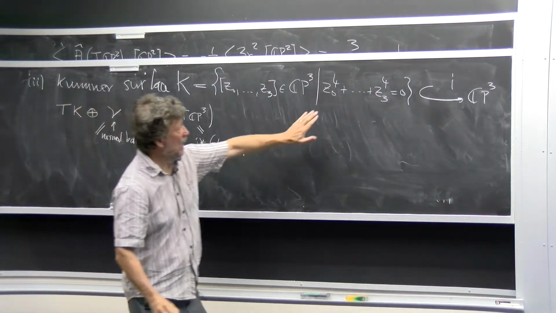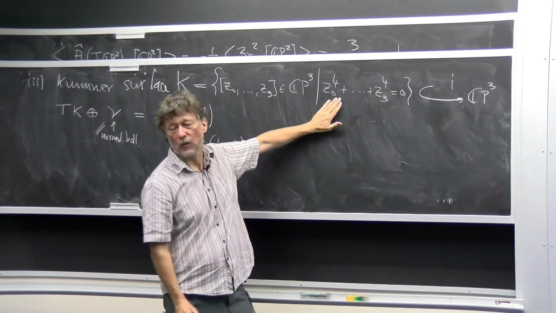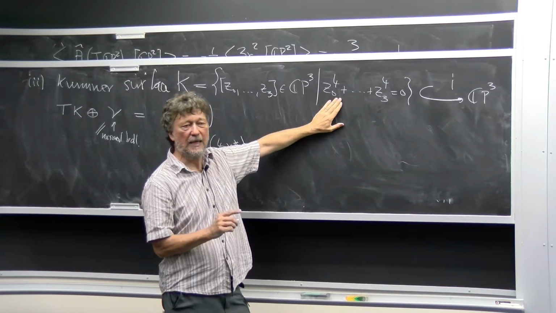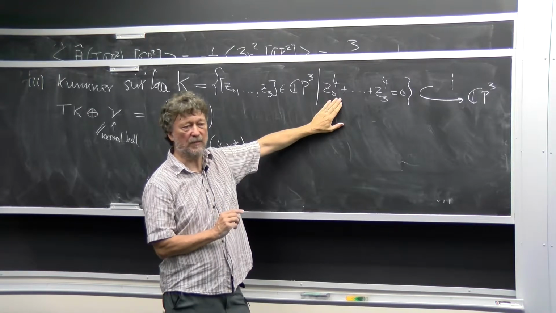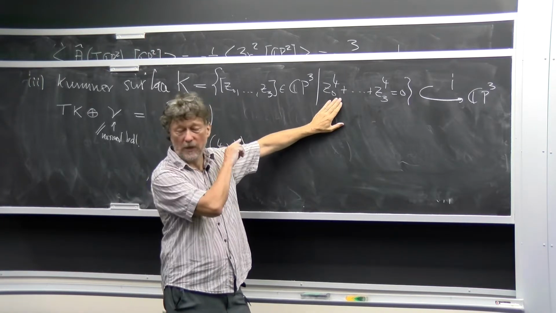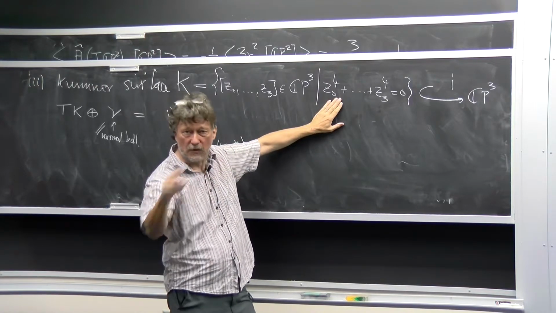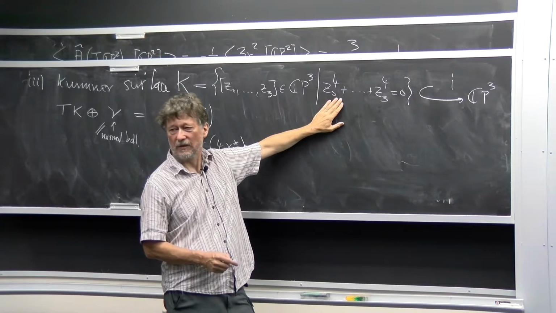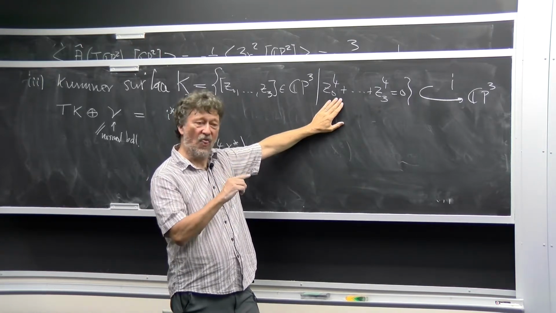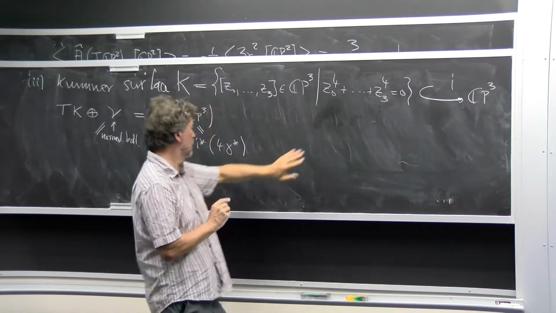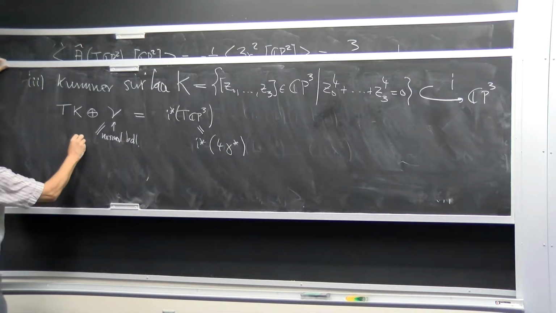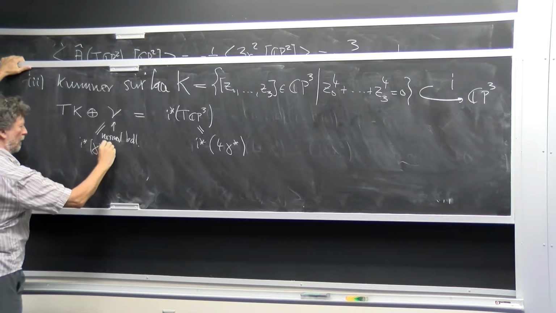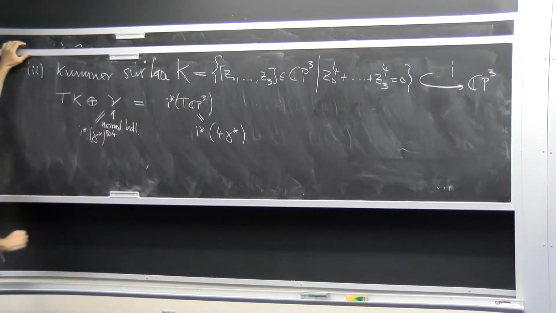Well, the left-hand side of this equation you can interpret as a section of the 4th power of the bundle gamma star over CP3. So that way you can then think of K as the zero set of that section. So therefore the normal bundle is exactly that bundle restricted to K. So this one here is just the restriction to K of the 4th power of that one here, right?